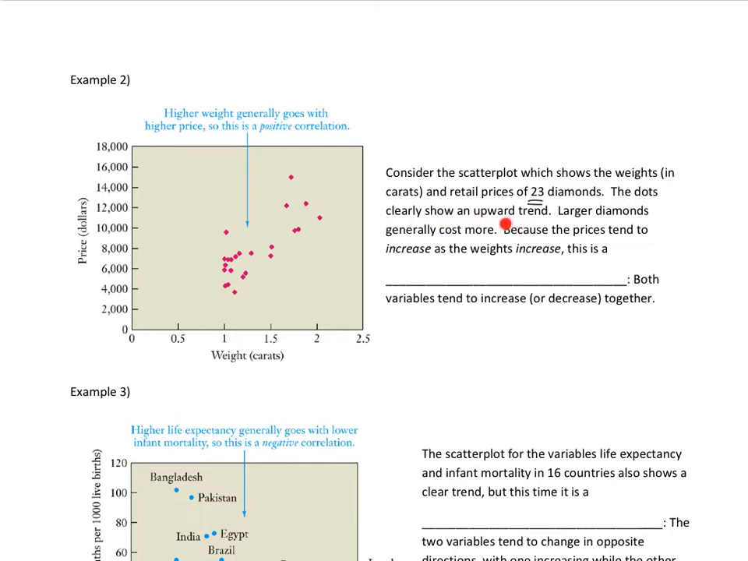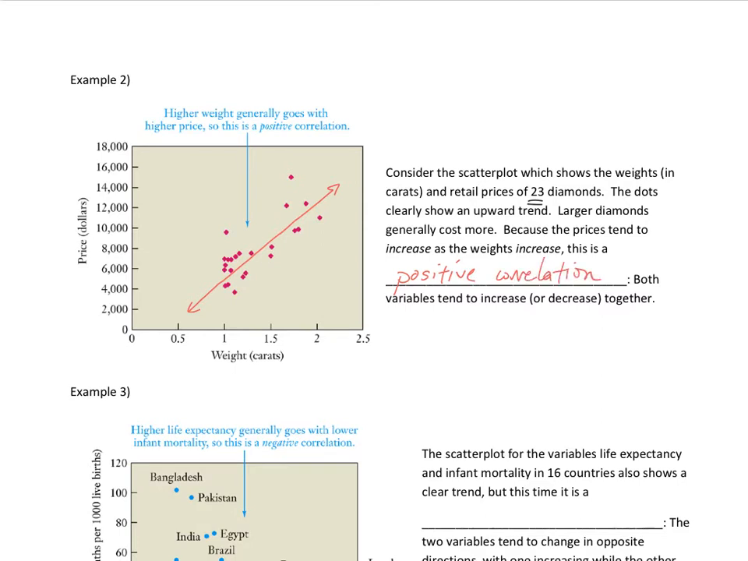The dots clearly show an upward trend. Larger diamonds generally cost more. As prices increase, the weights increase. Or, as the weights increase, the prices increase. And you can kind of see that there's a pattern. You can almost see that there's a line sort of following through this pattern right here. And if the line is going up from left to right, we would say this has a positive correlation.